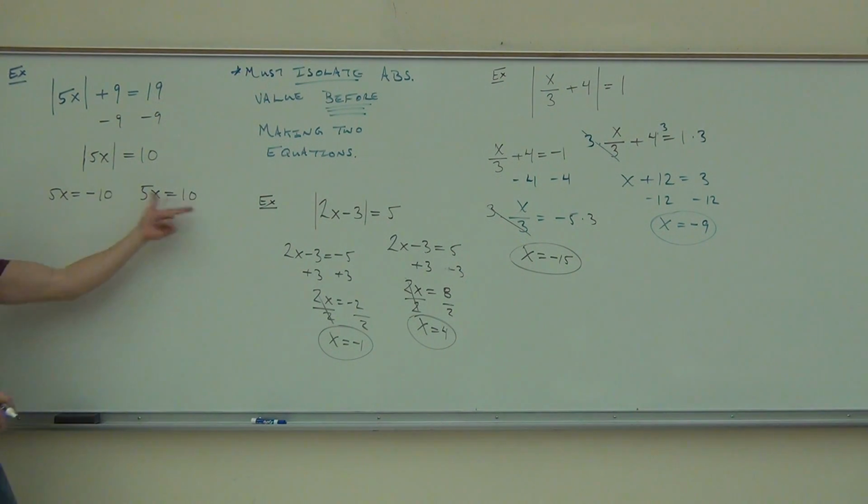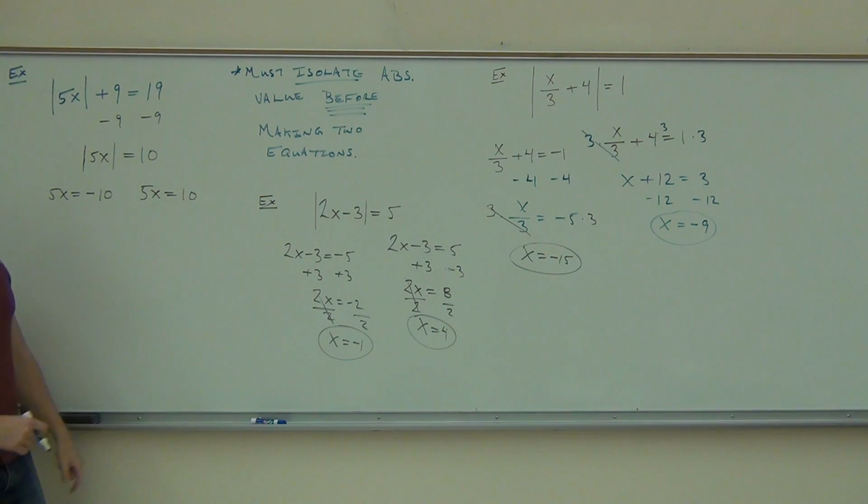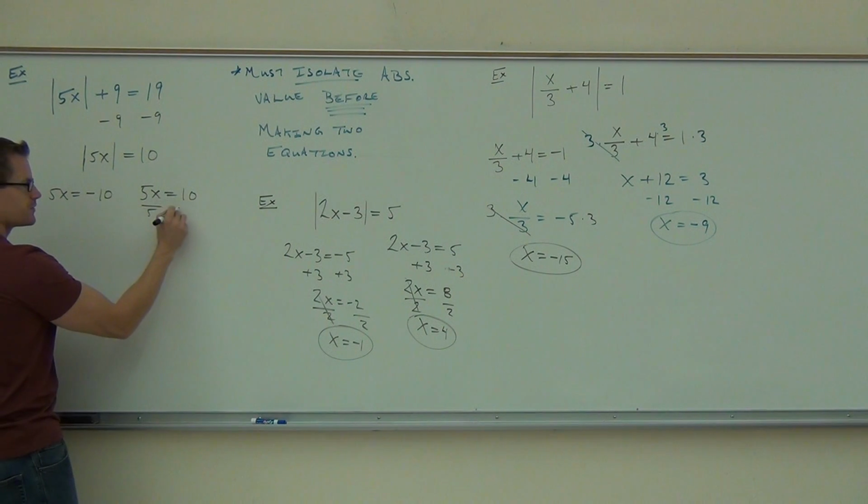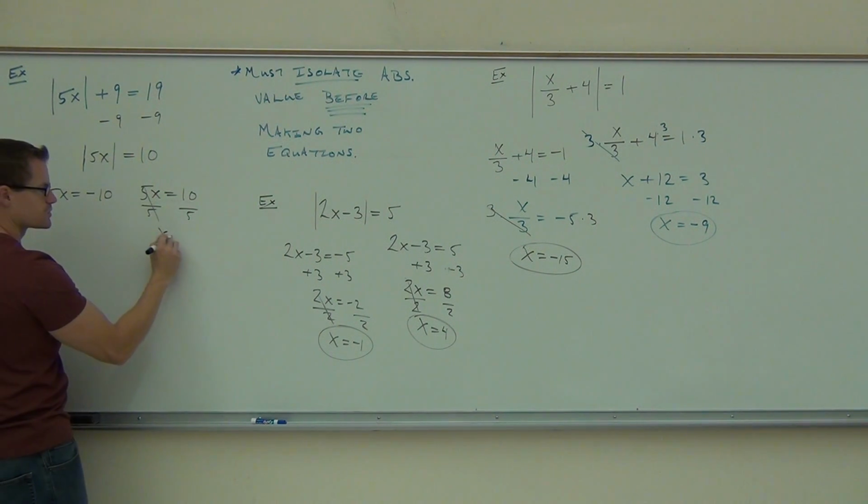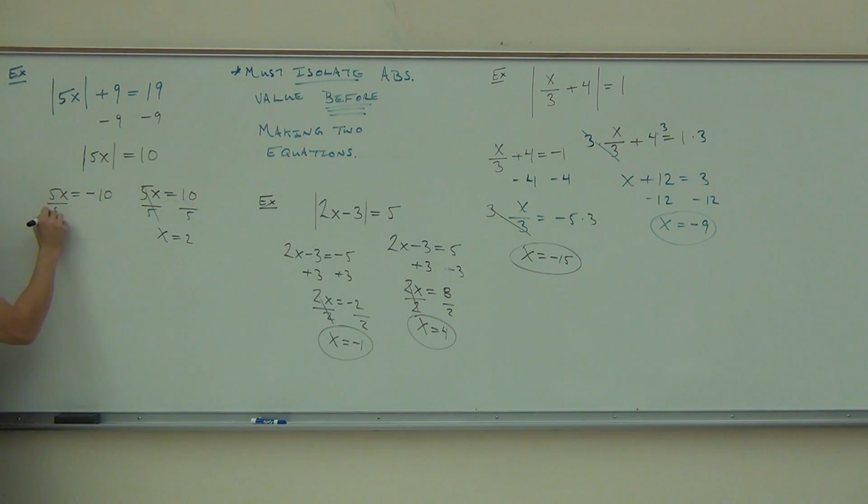Hey, can you solve these? Yeah, that's not too bad. Just divide by 5. We're going to have x equals 2. Divide by 5. We'll get x equals negative 2. Let's try these just to make sure that we have this right. If I plug in 2, what's 5 times 2? 10. Absolute value of 10? 10. Plus 9? 19. We got it.